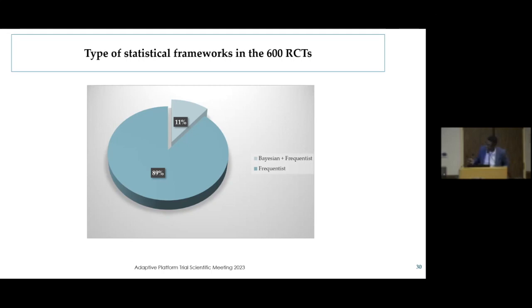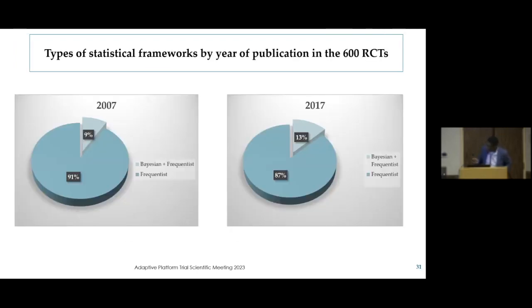Two, even within this 11% of the 600 RCT that we looked at, let me split this data further. Over that 10-year period, the frequentist moved from 91 to 87, not so much difference. The Bayesian from 9 to 13, that was encouraging. Perhaps we are waking up to the alternative approach to performing RCT. That actually answers one of the questions we wanted to see in the RCTs published over this 10-year period.